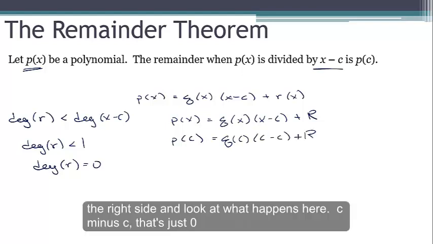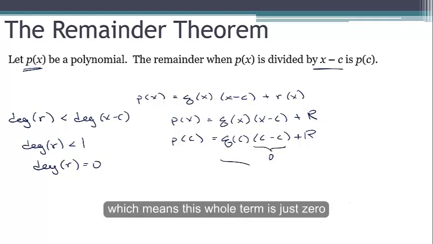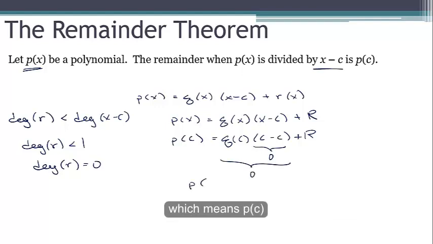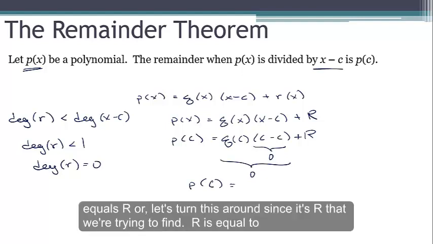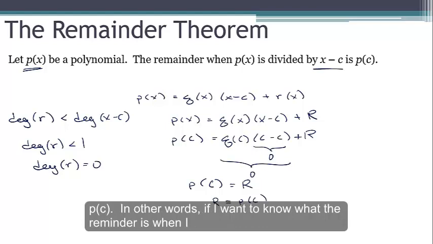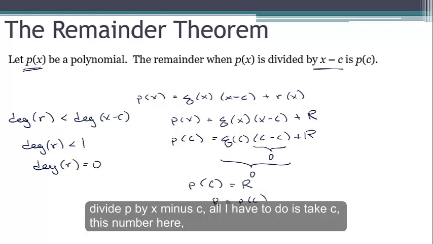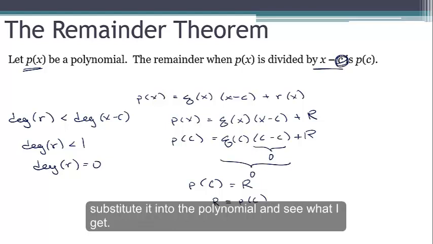But look at what happens here. C minus c, that's just 0, which means this whole term is just 0, which means p of c equals R. Or let's turn this around, because it was R that we were trying to find. R is equal to p of c. In other words, if I want to know what the remainder is when I divide p by x minus c, all I have to do is take c, this number here, substitute it into the polynomial, and see what I get.